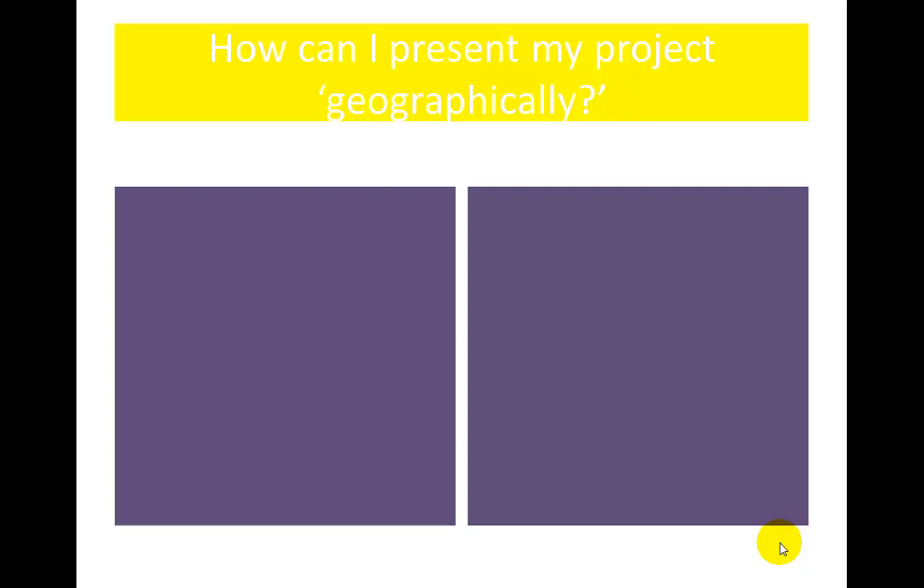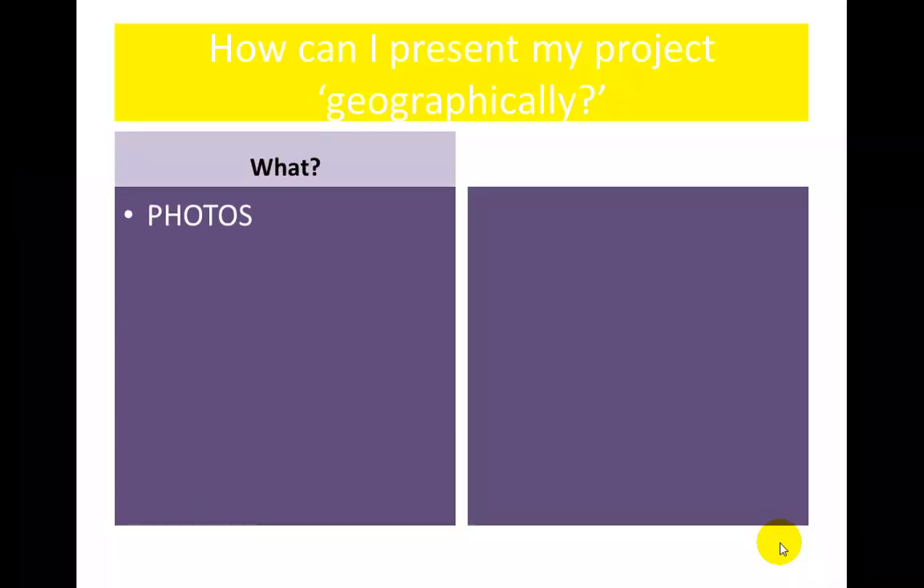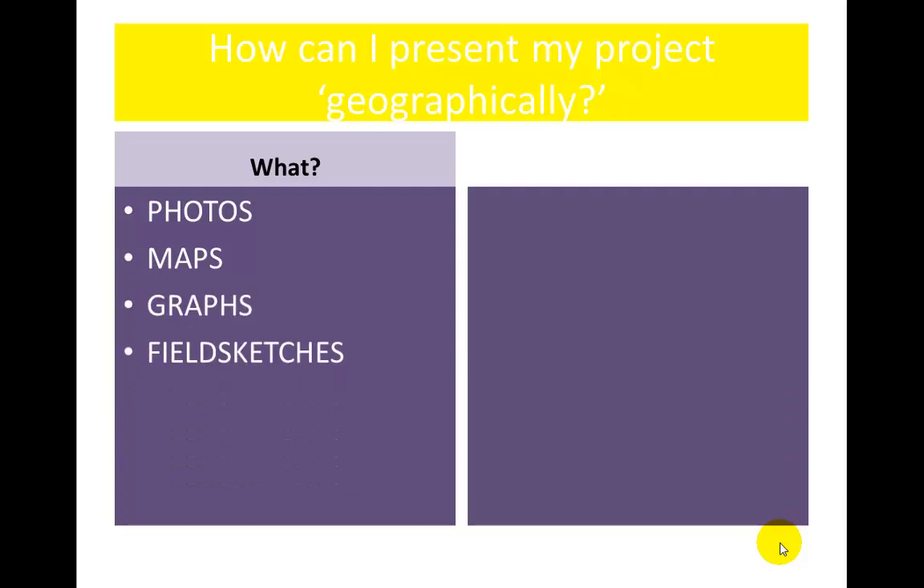So to conclude, presenting your project geographically, you may be using photos, maps, graphs, field sketches and annotated websites. It's worth remembering that for a level 3 you will need to include at least one geographical way of presenting your data. For a level 4 you will need to include at least 2 ways of presenting your data geographically, and for a level 5 one of your pieces of data presentation will need to be a graph.